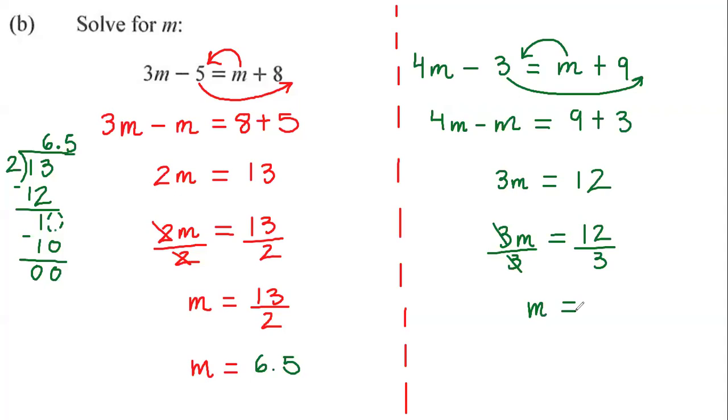And what is 12 divided by 3, class? 4. Very good. So M is equal to 4. M is equal to 4.